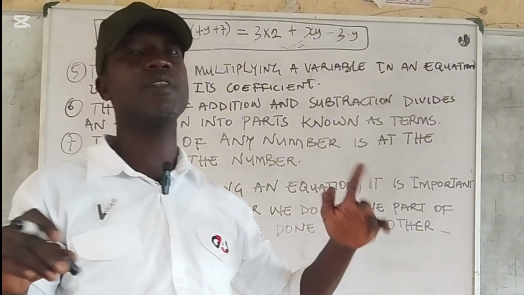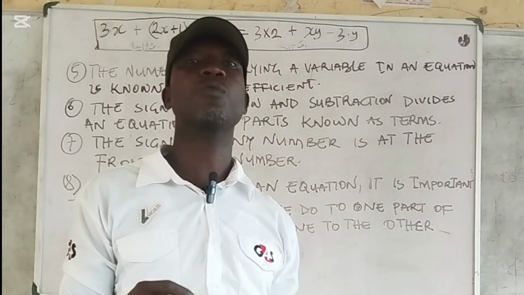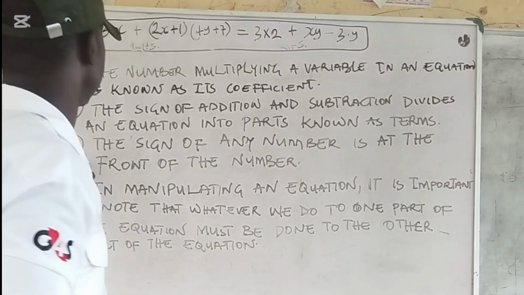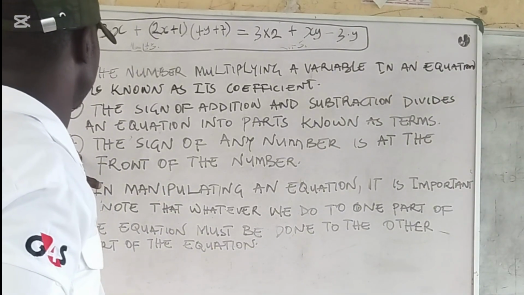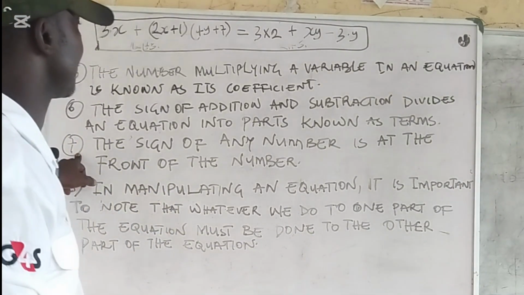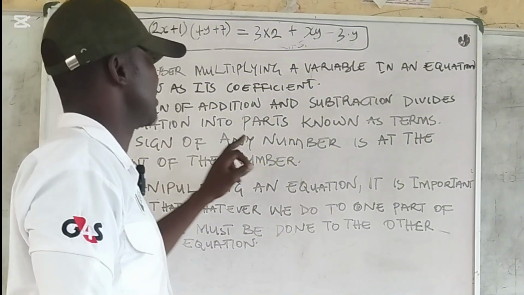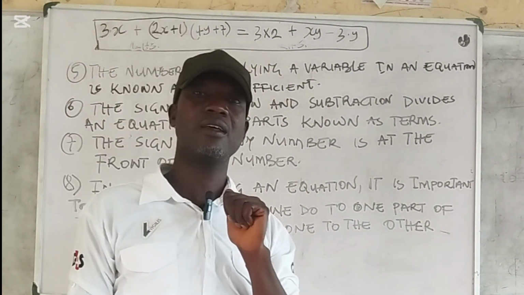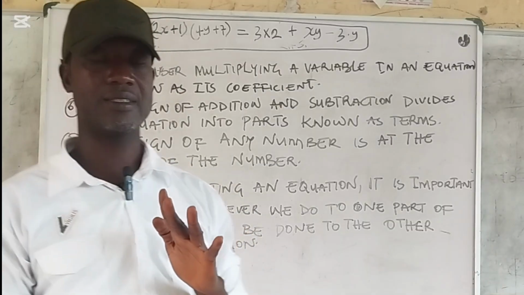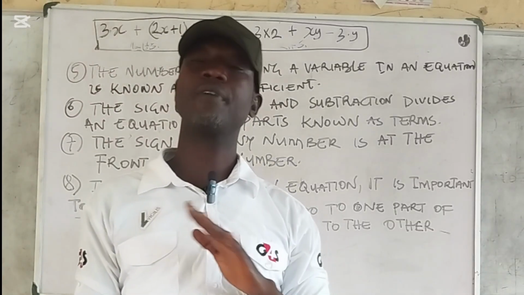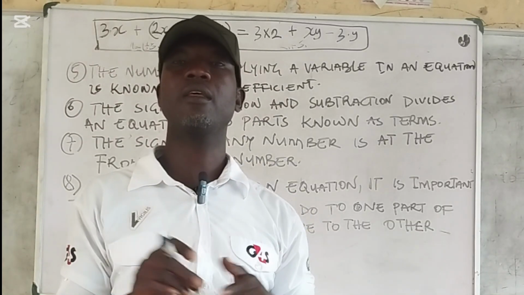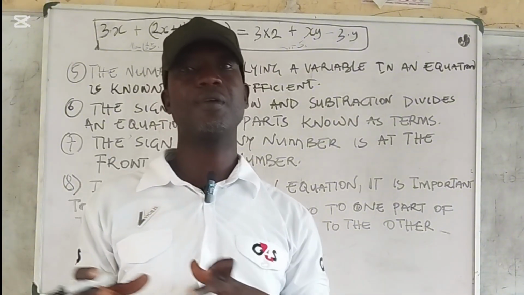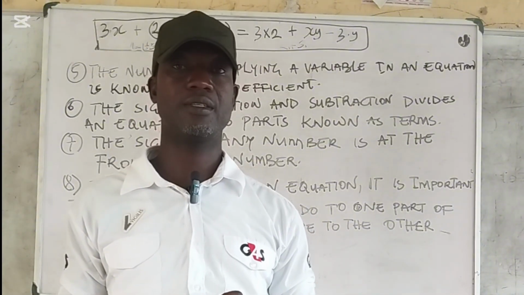By the time we start solving equations in our subsequent videos, you're going to appreciate it more. Let's go to the 7th fact about equation. Now, this fact about the equation is talking about the sign of a number. There are different types of numbers. Broadly, numbers can be divided into either positive numbers or negative numbers.